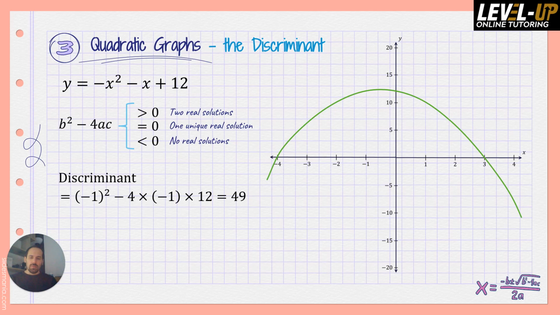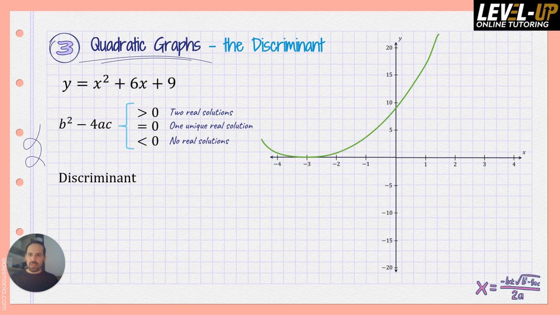A positive value tells us we have two real solutions, which we can see here on the graph. Like we saw when we calculated the roots, we get two roots, two intersections with the x-axis. So that's what the discriminant means graphically speaking. It's talking about how many times the graph intersects the x-axis, because that's when the quadratic is equal to 0. So it tells us how many solutions there are to that equation, and in this case we see two intersections.